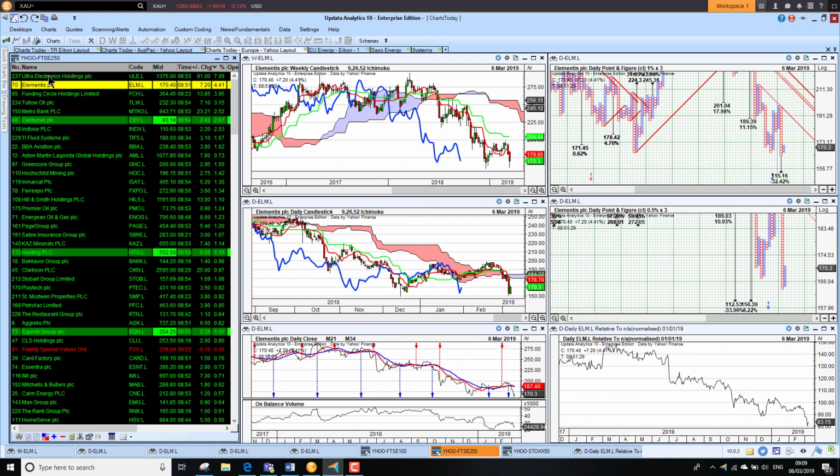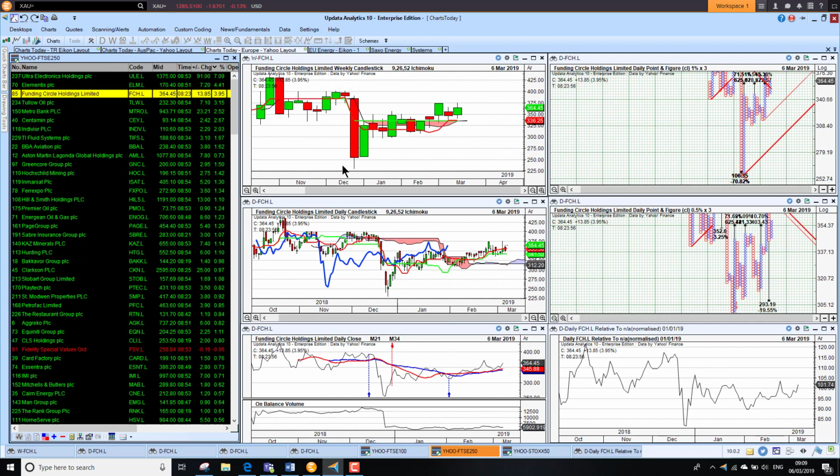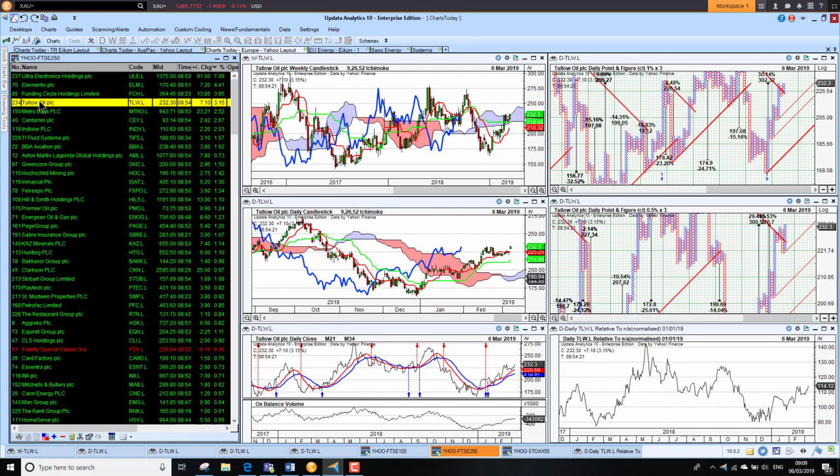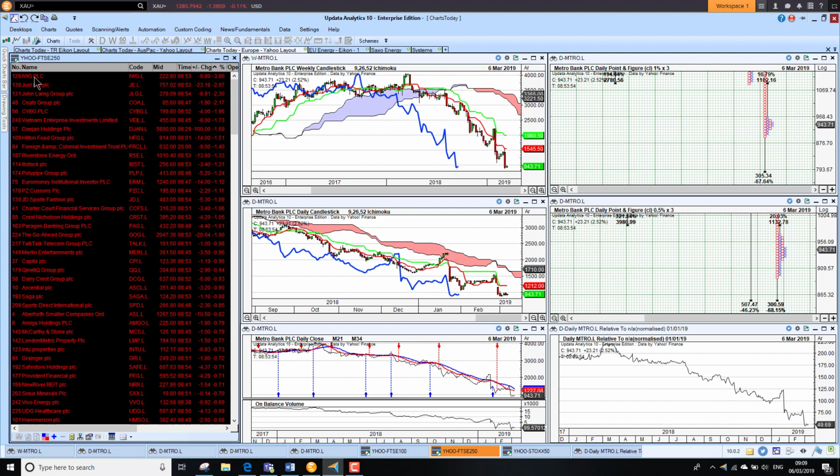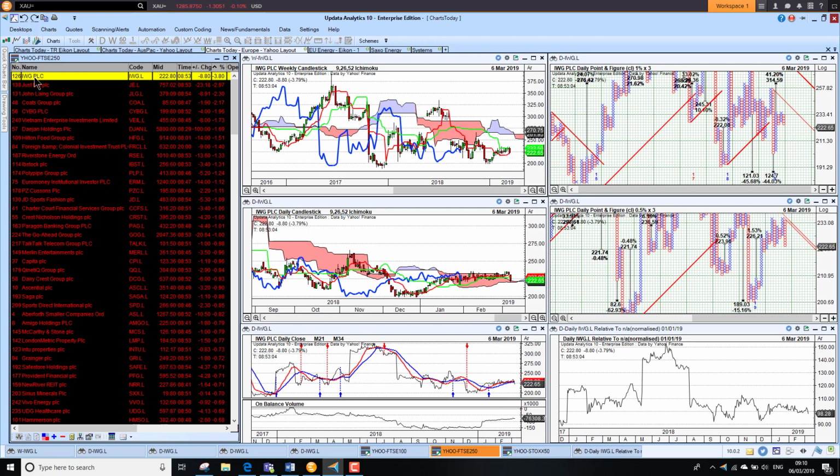Elementis up 4%. The chart not looking great though, and Funding Circle up 4% again. Chart not much data here because it's a recently listed stock. Tullow Oil up 3%. And in fact, just wandering through the clouds, starting to look a little bit better on that medium-term chart. The long-term chart's not showing a very clear trend. And Metro Bank have had all sorts of woes and still look pretty bearish on the chart, despite being up 2.5% this morning.